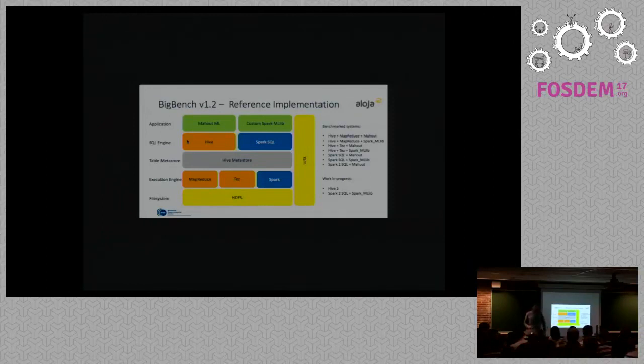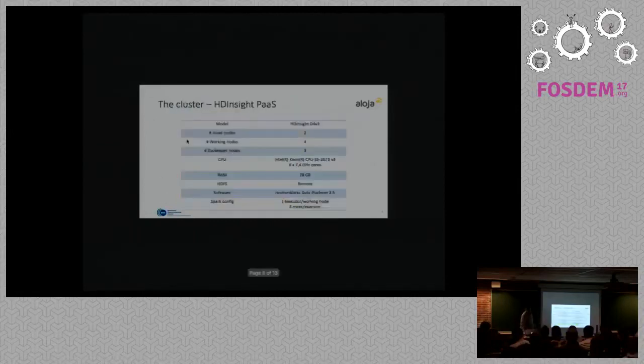Of course, YARN is the one managing all the containers for every single application in here. We benchmarked all permutations of the engines you see in this slide. But we still have some work in progress. We have some results for Hive 2, but they are quite odd, so we're still working on that. And for Spark 2, it was compatible with Mahout, but the custom library was not binary compatible with Spark 2, so a major code refactor is needed, and we hope to get results pretty soon.